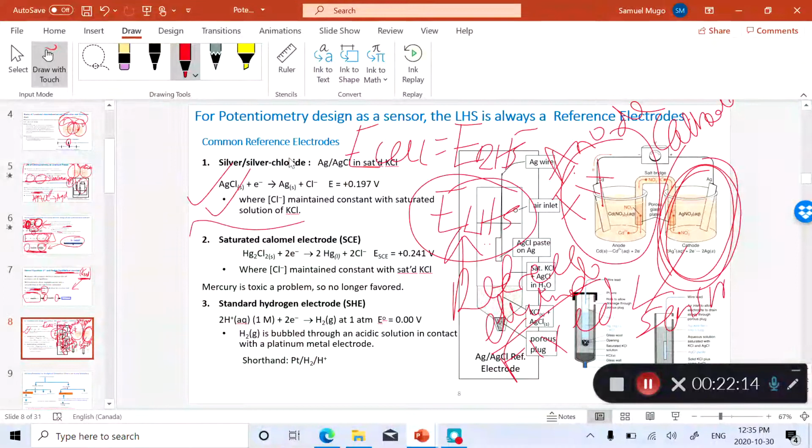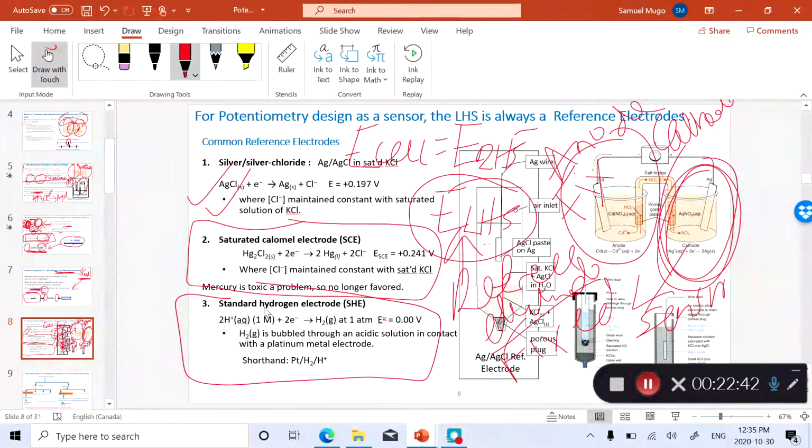Another commonly used reference electrode is a so-called saturated calomel electrode. And it's very, very similar to the silver chloride. So the only difference is we replace the silver with mercury. And everything else remains the same. And the potential is known because it's 0.241. It's a fixed potential. The last type of reference electrode is a so-called standard hydrogen electrode.